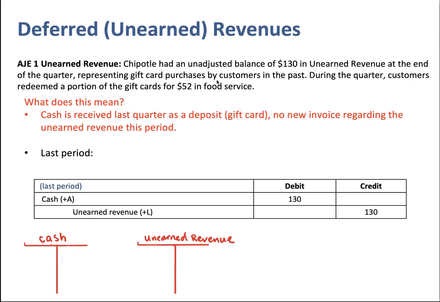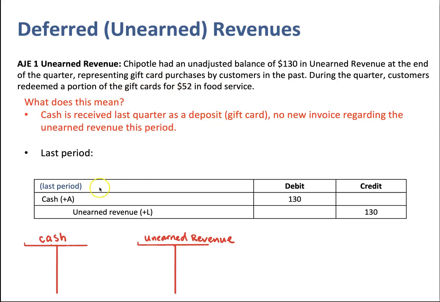Now, this transaction is complicated because it's intertemporal. It crosses two different periods. What this transaction really means is that cash is received in the past quarter as a deposit, which is in the form of gift cards, right? They purchase a gift card, but we haven't provided any services, so it's not a revenue in the past period. But when they redeem the gift cards, it becomes a revenue.